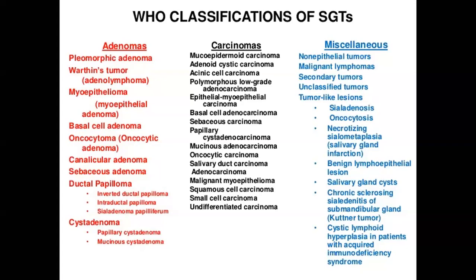Then the cystadenoma. Cystadenoma is further divided into either the papillary one or the mucinous, so papillary cystadenoma and the mucinous cystadenoma. Now, when we talk about the carcinomas, the most common is the mucoepidermoid carcinoma.